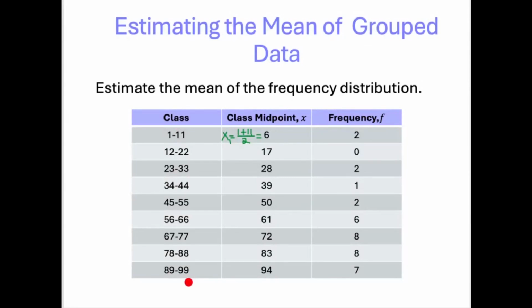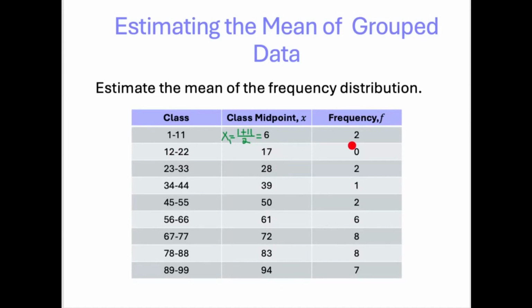What you do if you want to find the mean of this frequency distribution, first of all, you need to find the class midpoint. The midpoint is found by taking the lower class limit and adding it to the upper class limit. So in this case, 1 plus 11, and dividing by 2. If I do 1 plus 11 divided by 2, I get 6. So that's my first class midpoint. The second one would be 12 plus 22, which is 34, divided by 2 is 17. So that's how we get all these numbers here.